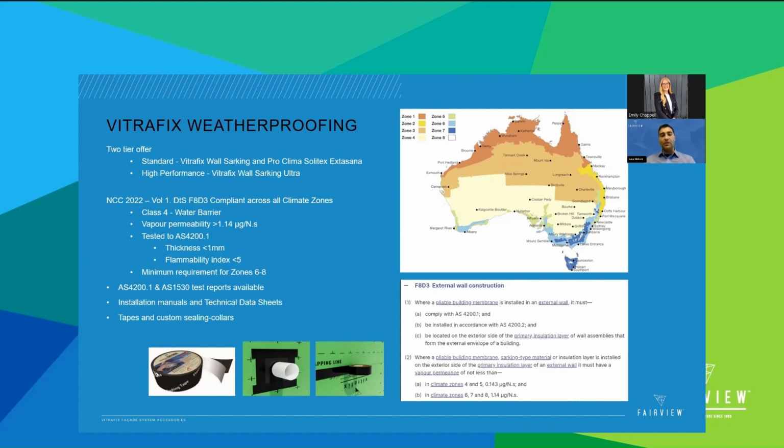This is to say that it's important to understand that the condensation management requirements from the National Construction Code are strictly related to the project requirements and the location of the building. So, it's important to know what membranes are used in what locations. Fairview can help by offering 3 membrane options: standard Vitrafix wall sarking, Ultra, and Solid Decks. All of them are class 4, offering vapor permeability in compliance with the National Construction Code requirements, which came into effect from October 2023.